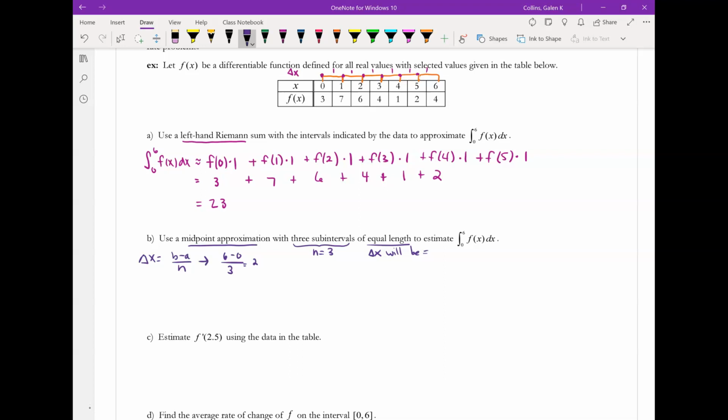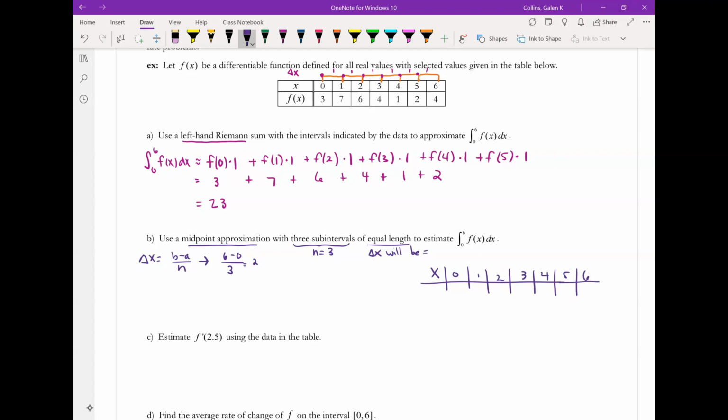Instead of erasing my table, since we usually don't do more than one Riemann sum in a particular problem, I'm going to re-sketch just the x part of the table down here. So that's for x equals 0, 1, 2, 3, 4, 5, 6.